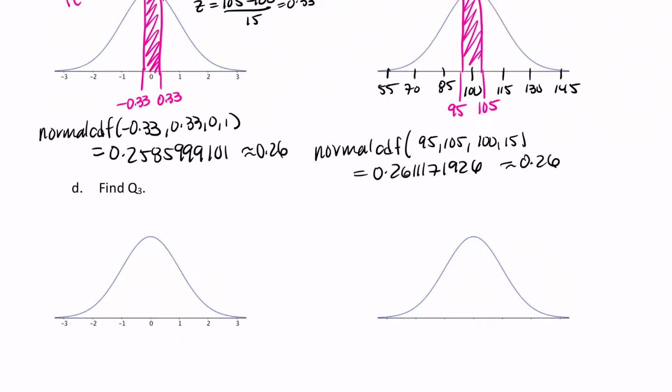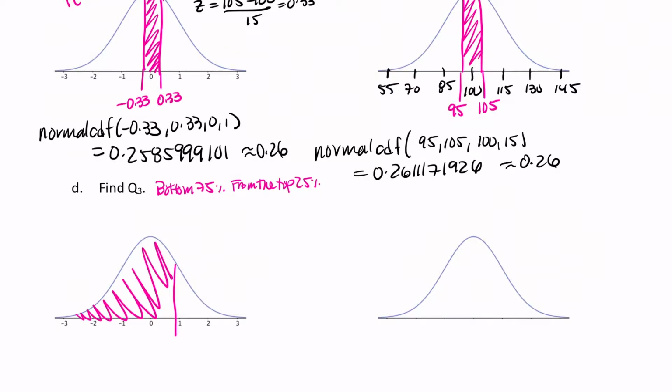Finally, let's find the third quartile. That is, we want to find the value that separates the bottom 75% from the top 25%. So I'm going to guess that this would be the third quartile. And this is one we've done before, if you recall. We're looking for this.